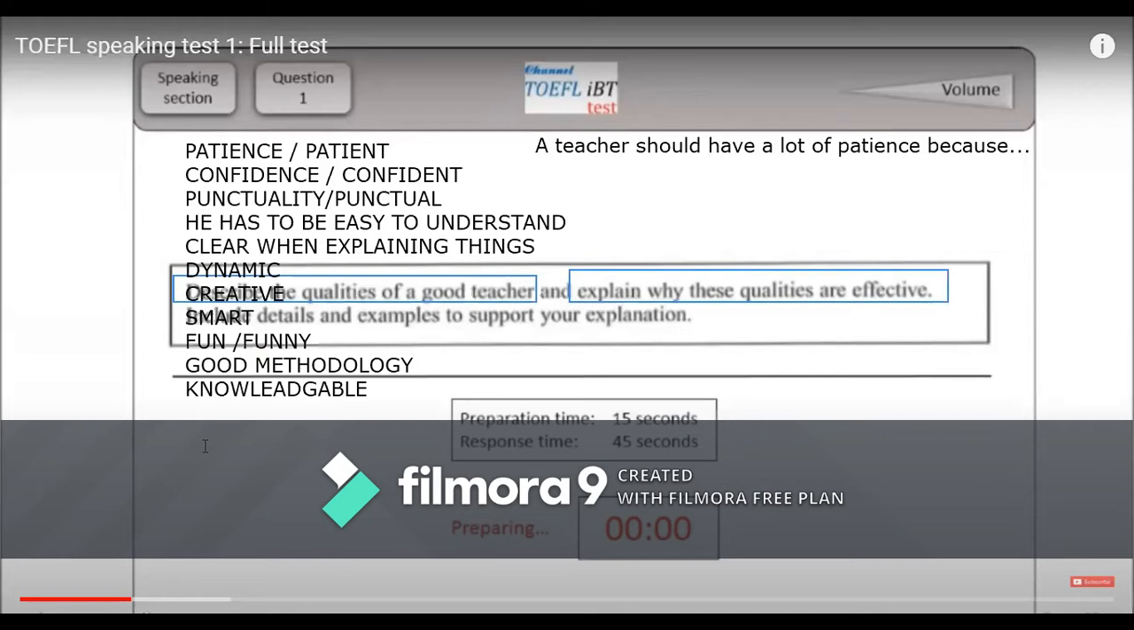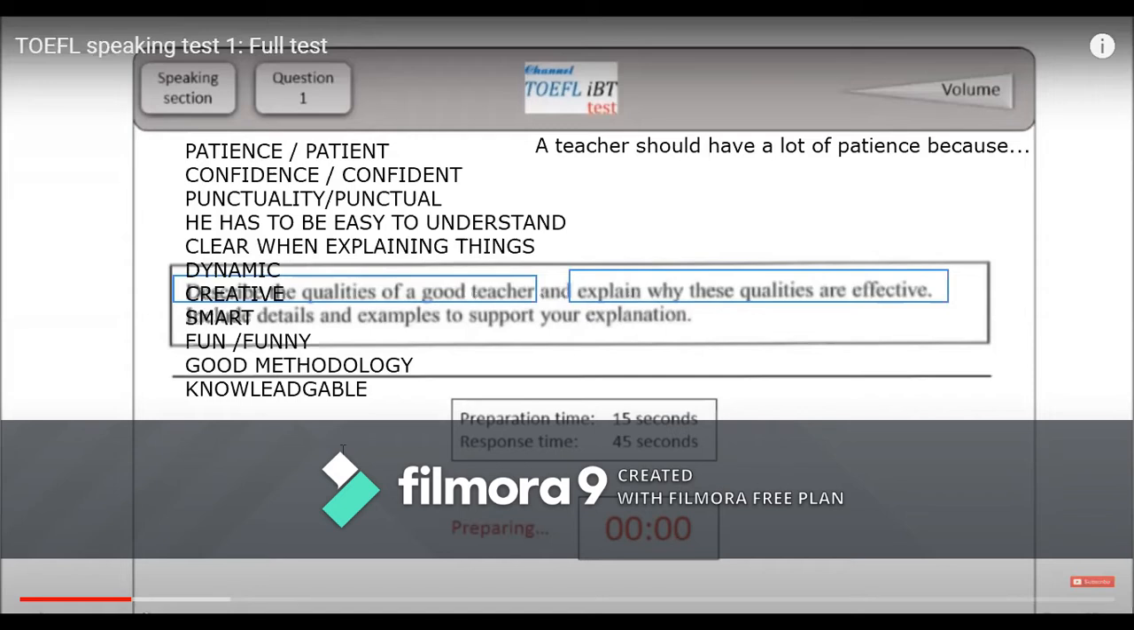Why is it important that a teacher have these qualities, right? So remember, this is 45 seconds, so you have to choose only one or two, the most important. For example, I would choose patient, maybe creative, dynamic, or maybe fun. It has to be funny because sometimes students get bored in class, so he has to be very dynamic, very fun. He has to give good examples. He has to be easy to understand because sometimes the topics are difficult and so on.